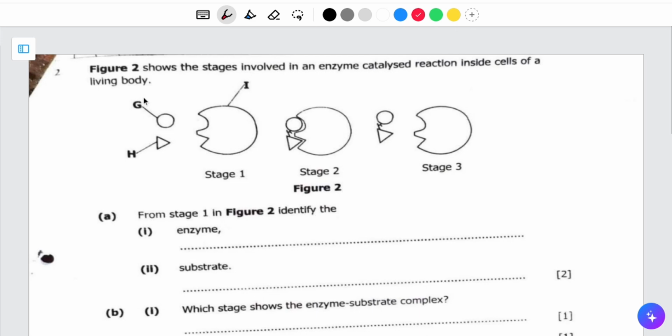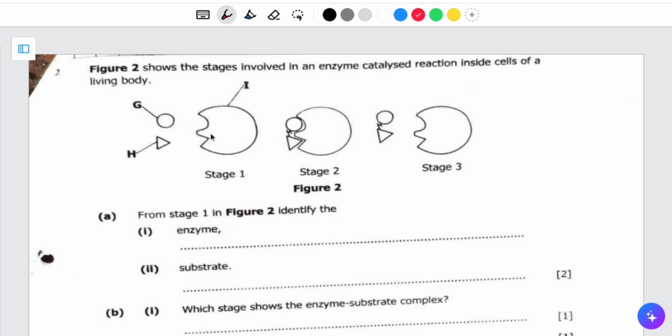Alright, so question 2 says figure 2 shows the stages involved in an enzyme catalyzed reaction inside cells of the living body. So we have G and H binding on this side, and we have structure I. After binding on this side, they come together. It's more like they are building up from the smaller particles into larger molecules. From stage 1 in figure 2, identify the enzyme and the substrate.